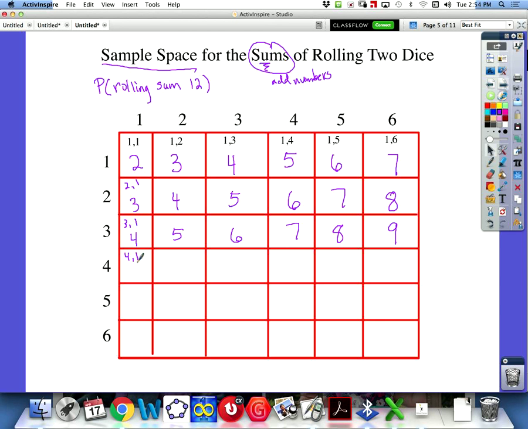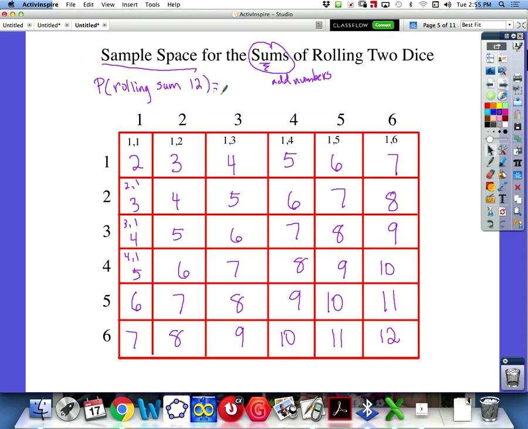Hopefully you're noticing a pattern. 5, 6, 7, 8, 9, 10. That means this is going to be a 6, 7, 8, 9, 10, 11. And a 7, 8, 9, 10, 11, 12. So I want you to go ahead and pause this and copy this table down, because as you're doing the assignment and the quiz, they're going to ask things like find the probability of rolling a sum of 12. Once this table is done, you don't have to do any work.